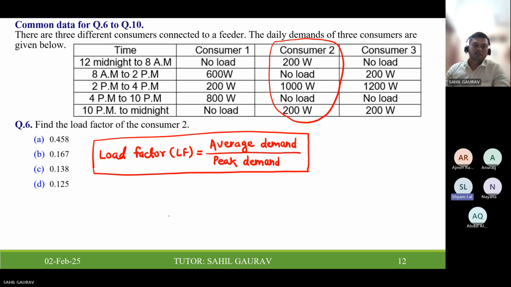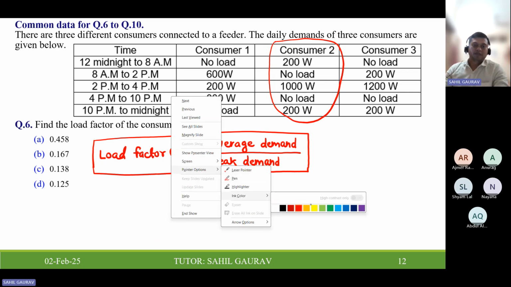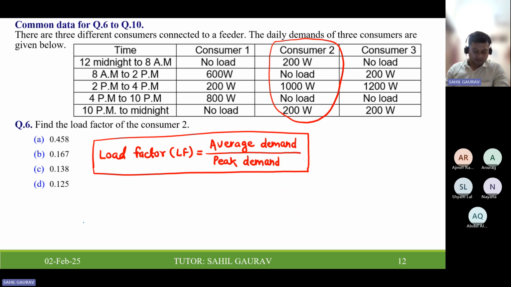So for this load factor, first we will find the average demand. For average demand, we first find the unit consumption, the units consumed during 24 hours. For consumer 2, it is 200 watt from 12 midnight to 8 a.m. You can write it as 0.2 into 8 hours.